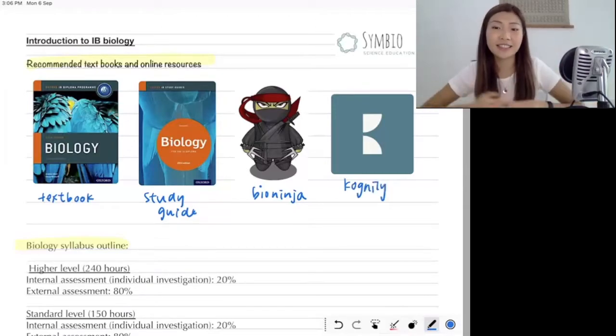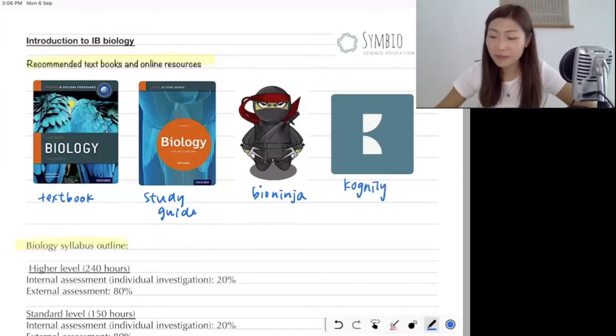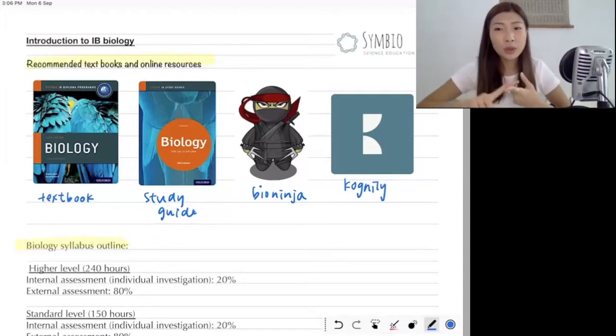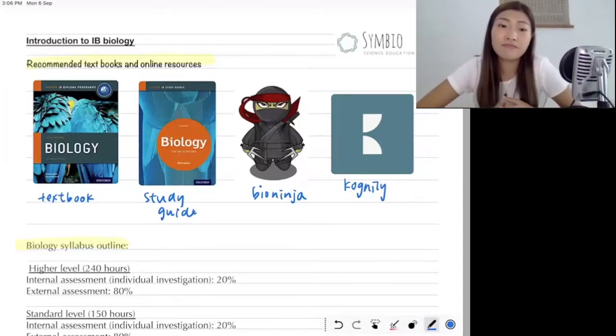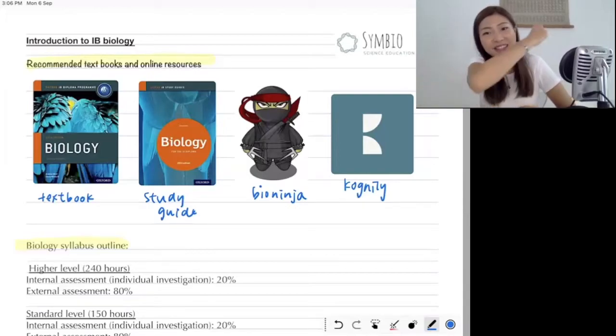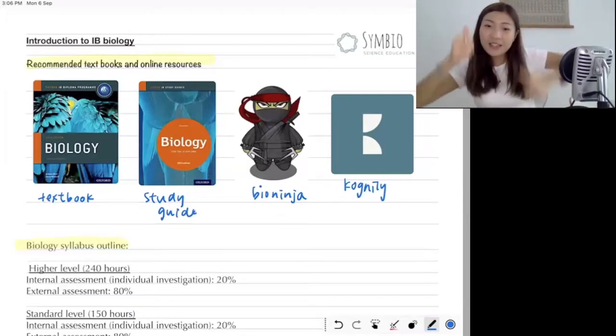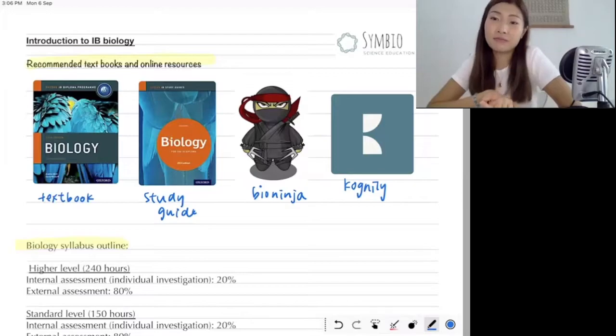Cognity is a paid platform that you can use to get more notes and past papers. But as I said, you have to pay for it. So do I think that it is a must to get it? Definitely not. But if you have it, or if your school decided to get a subscription for you, then it's always good to get more past paper practice, right? So anyway, here are the 4 recommended reference materials that I recommend.